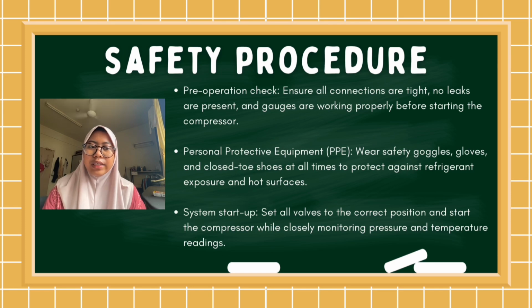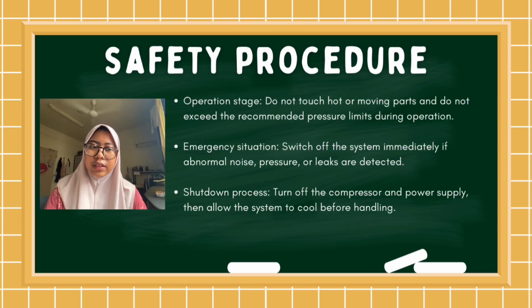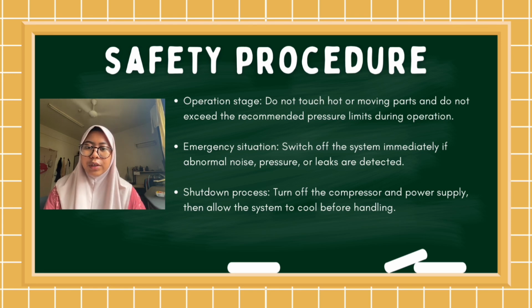System setup, which is we have to set all valves to the correct position and start the compressor while closely monitoring pressure and temperature readings. During the operation stage, we do not touch hot or moving parts and do not exceed the recommended pressure limits during the operation. And if we encounter any emergency situation, we have to switch off the system immediately if abnormal noise, pressure, or leaks are detected. So for the shutdown process, we have to turn off the compressor and power supply and then allow the system to cool before handling.